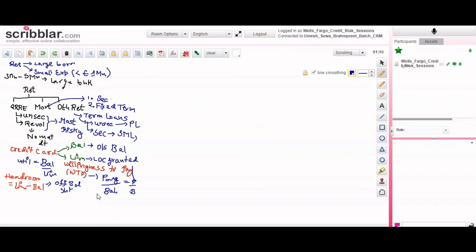So if my total limit is 1 lakh and I use 40,000, my on balance sheet item balance is 40,000, my off balance sheet item is 60,000. So therefore, before defaulting, I can actually draw down that amount and then I can enter into default, right? So when I'm computing my exposure at default, I need to take into account both this on balance sheet and the off balance sheet item, right? And that's where the concept of credit conversion factor ideally comes in.